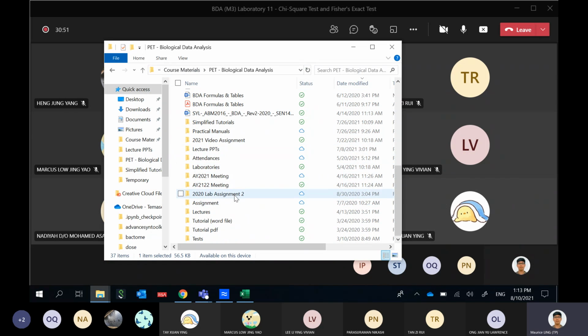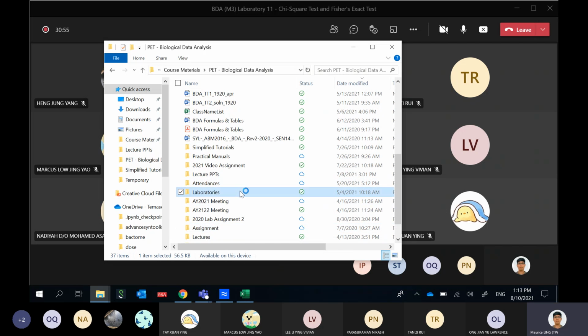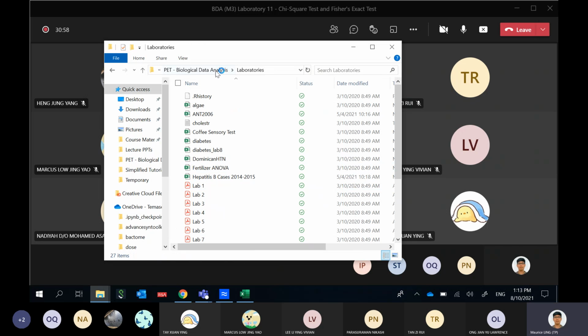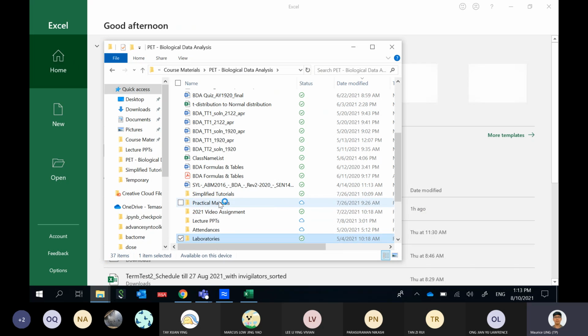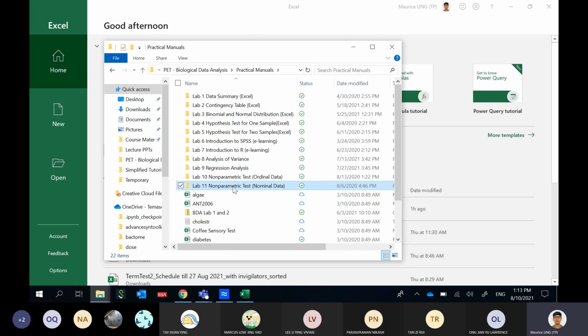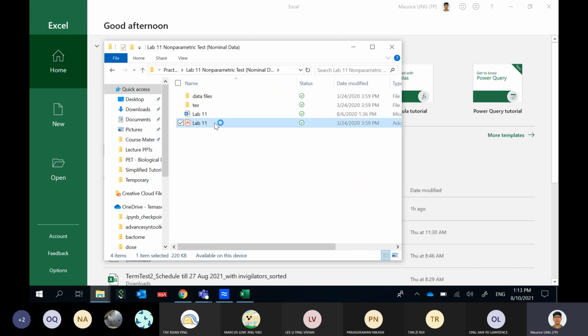Okay, and because of that, your lab, where's the lab? Laboratories. Not this one, practical menus. Okay.